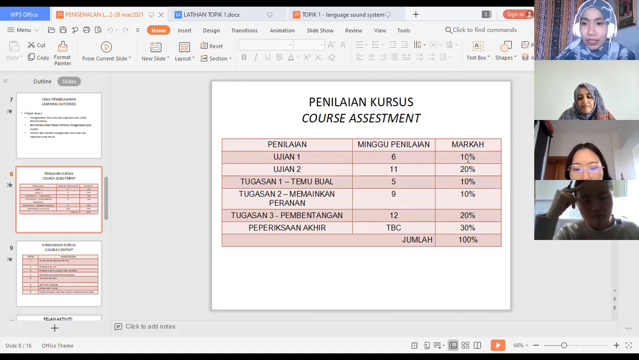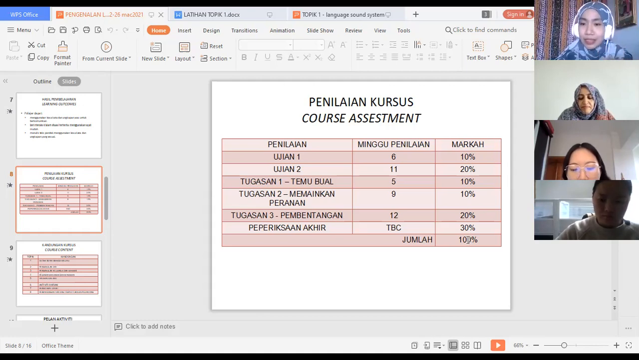Alright. So these are the marks covered. If you count them, you will get 100%. From there, you have to get 65 and above to pass my subject only. Is it clear? Right. Okay, thank you.